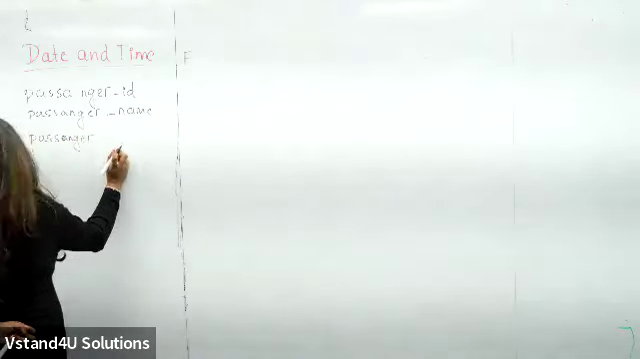For passenger ID, what data type will you give? For passenger name, what size? Passenger email, varchar, size 30. Ticket number, guys.